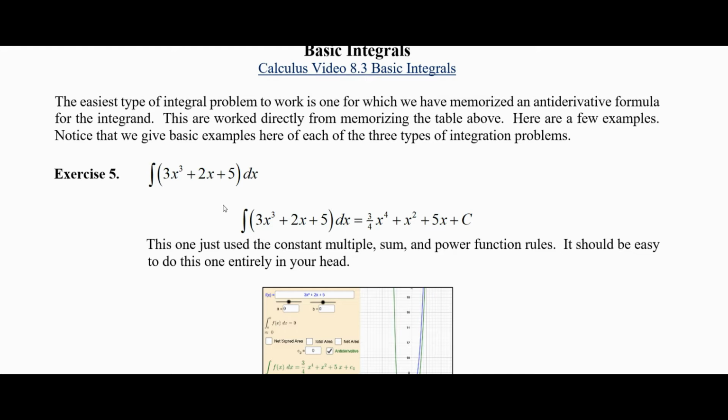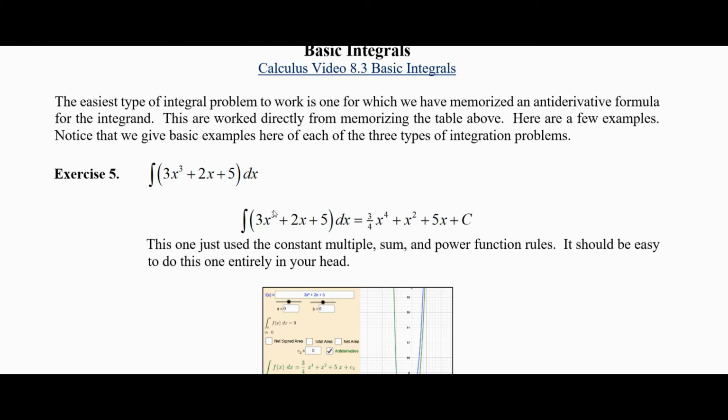So the first type of problem we have here is a family of antiderivative problems. We are given a function and we want to find all possible antiderivatives of that. Well, this one used the sum. Actually, we're using the constant multiple, sum, and power function rules all together, but basically we could do it all in our head very easily. So we have three terms. We're going to get three terms here plus the constant term.